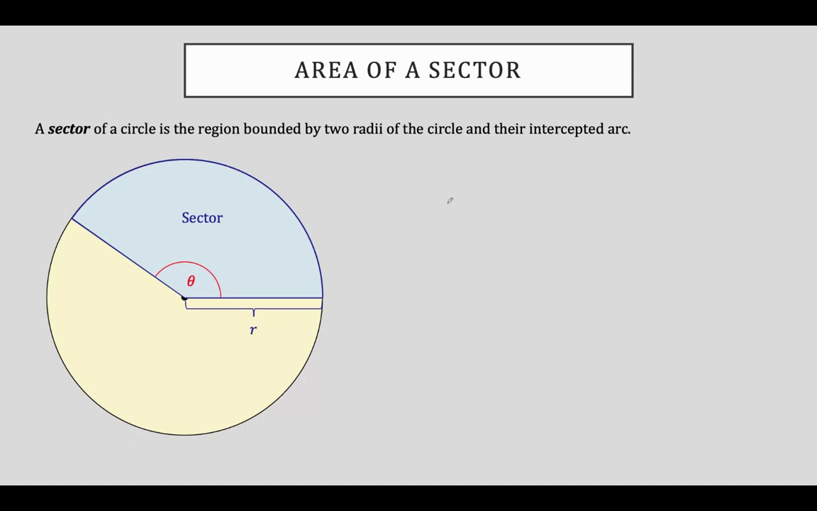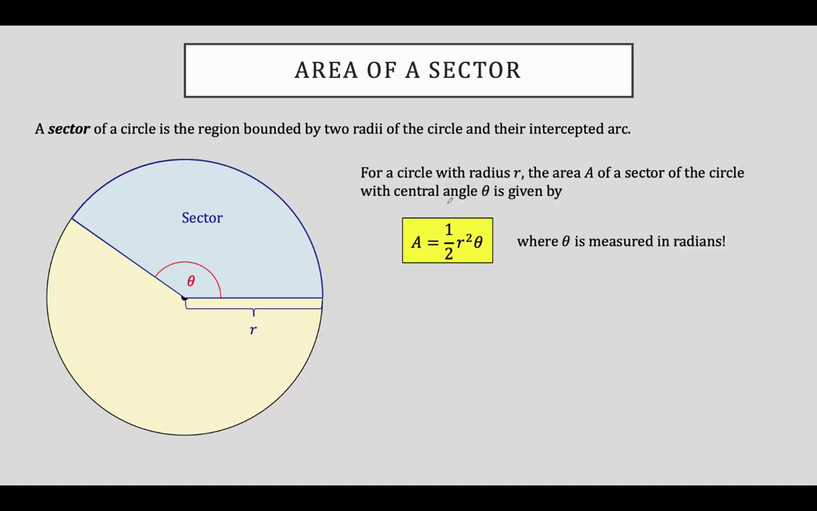Okay, so for a circle with radius r, the area A of a sector of the circle with central angle theta is given by area is equal to 1/2 r squared theta. Now, key thing, keep in mind, again, theta should always be measured in radians. Theta must be measured in radians in order to use this equation.